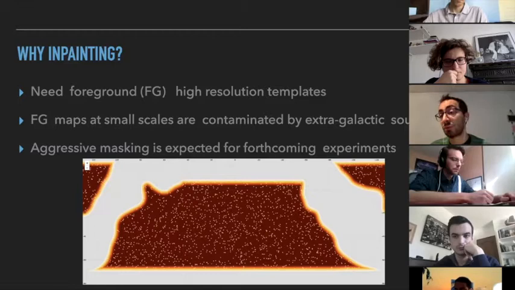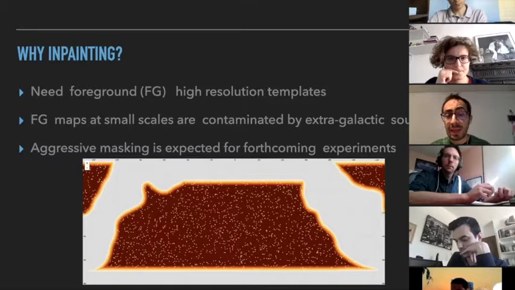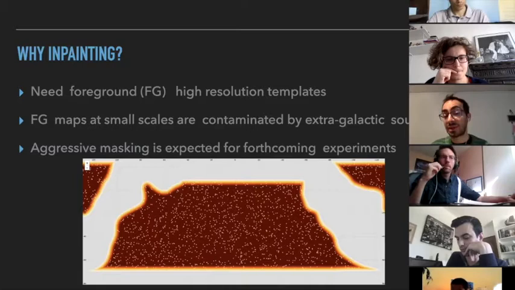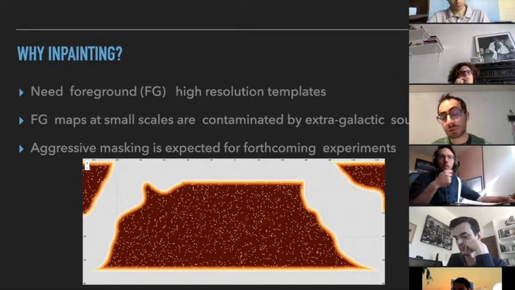So this is, for instance, a mask that we derived for Simons Observatory. Simons Observatory is another CMB experiment. It's in Atacama. It's going to be deployed in these months, and by 2021, the first light. But you see that the masking is very aggressive. So in particular, if you want to assess higher-order correlations like 3-point functions or other higher orders, that is going to be a problem.